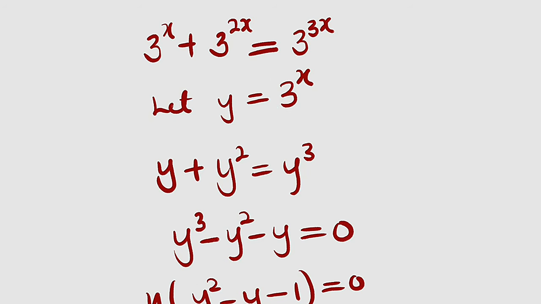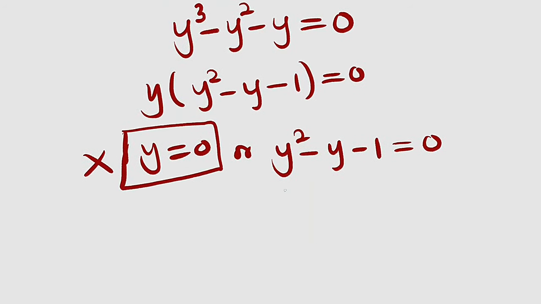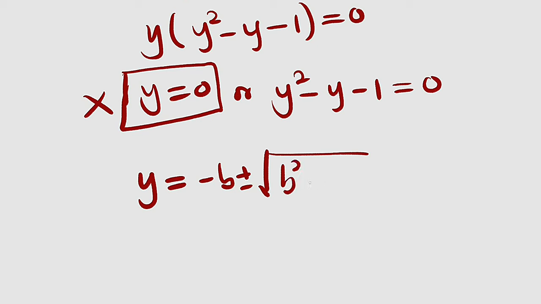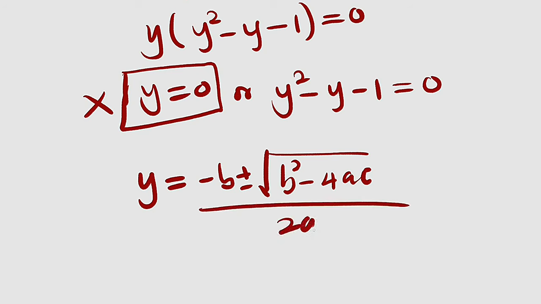Well, let's concentrate on the quadratic equation. We cannot factorize it, but we can solve it using the formula. So y will be equal to minus b plus or minus the square root of b squared minus 4ac, divided by 2a. A is what? A is equal to 1, b is equal to negative 1, and c equal to negative 1.